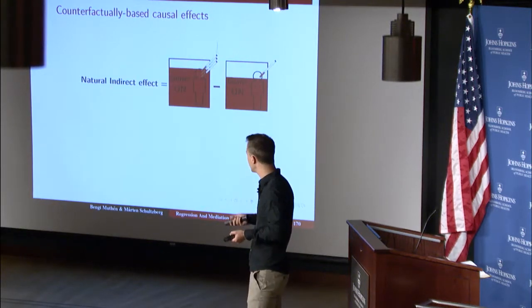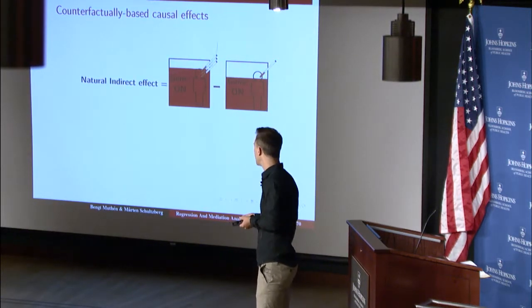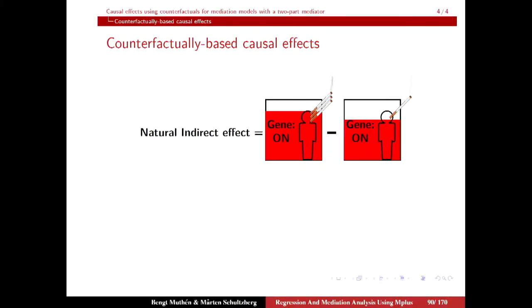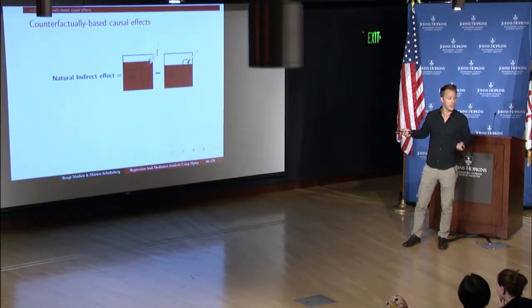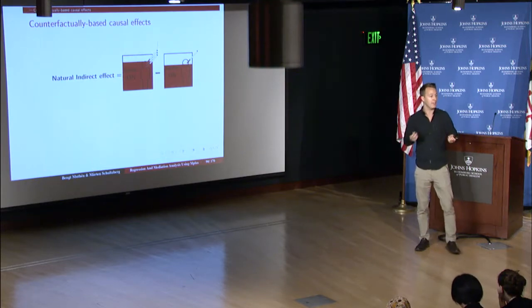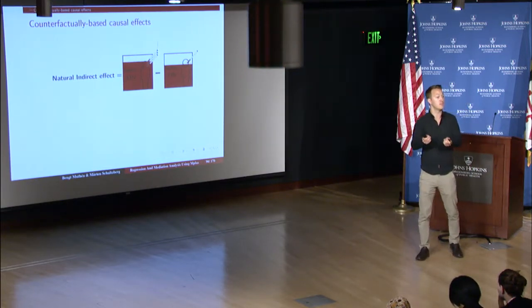So the causal effect, the natural indirect effect, is simply the expected value of an individual having the gene smoking as much as if they had the gene, minus the expected value of someone having the gene smoking as much as if they didn't. So we keep the gene level fixed at on here, but we change the level of the mediator from the level it would have been if you had the gene to the level it would have been if you didn't have the gene.